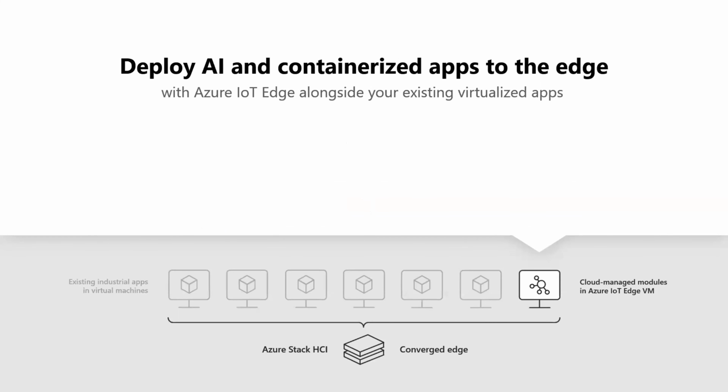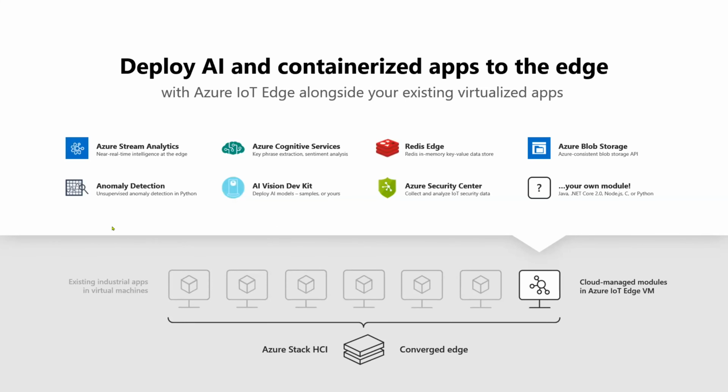A lot of our customers are investing in AI and IoT, and Stack HCI is kind of perfect for that. You may not want to have a full-fledged deployment. You might be collecting data, doing some processing at a remote edge, and then bringing the results back to your data center or sending that to the cloud. Stack HCI makes a perfect use case for that. So Azure Stream Analytics, Anomaly Detection, Azure Cognitive Services, AI Vision Dev Kit, Redis Edge, Defender for Cloud, Azure Blob Storage, all that is available at the edge.